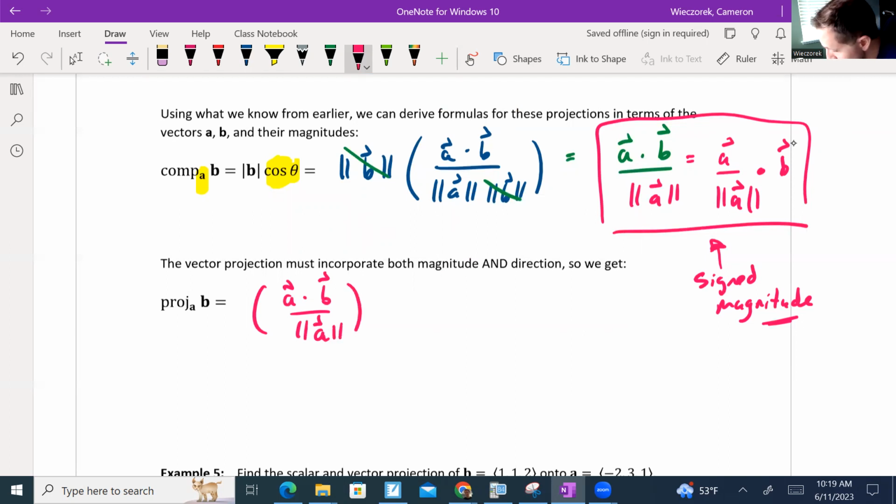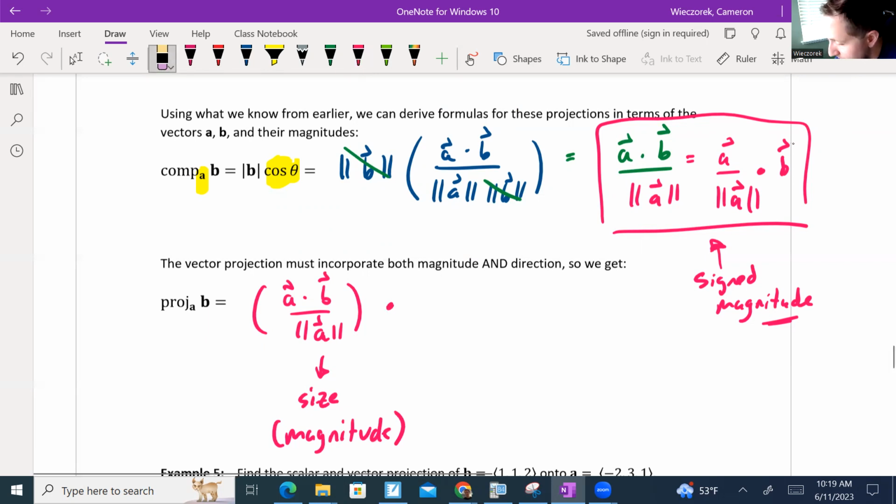Okay, so this contributes the size, the magnitude. And so now that I've already taken the magnitude into consideration, I don't want to over quantify the vector's direction. So I'm not just going to multiply. I'm not going to even put a dot because I don't want to confuse this with a dot product. This is going to have to come out to a vector.